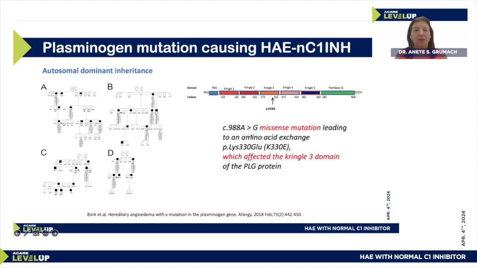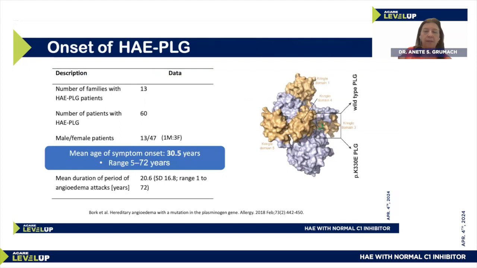Okay, this is factor 12 variant associated with HAE with normal C1, but then plasminogen mutation was described in HAE with normal C1, and we can see also an autosomal dominant inheritance. We can see where the mutation was established, and in several families. We can see here not only female but also male affected. And one report from Conrad Bork, who described the mutation in these patients, showing several families. We can see also a predominance of female.